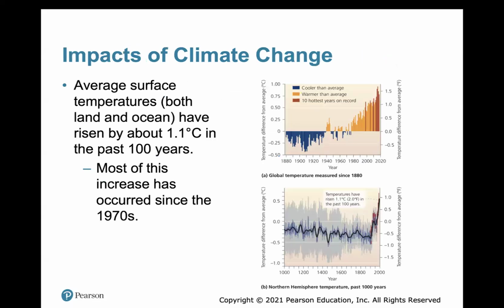All right, so let's talk about the impacts of climate change. The average temperature on our Earth, both air temperature over the land and sea surface temperature, has risen by 1.1 degrees Celsius in the past 100 years. And most of this increase has happened since the 1970s. That's what the graphs are showing. You can see here the temperature difference from average, 1880 to 2020: cooler than average, warmer than average, and then these are the hottest years. So most recently we had the hottest years, and that's due to temperature rising.